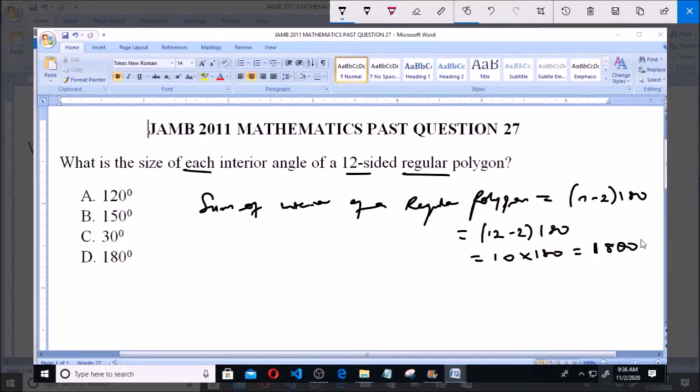Now 1800 degrees. Since we have the sum of the interior angles as 1800 degrees, we can now find each interior angle by dividing 1800 degrees by the number of interior angles, which is 12. Now this will be equal to 1800 divided by 12, which is 150 degrees, and that is option B. So each interior angle is 150 degrees.